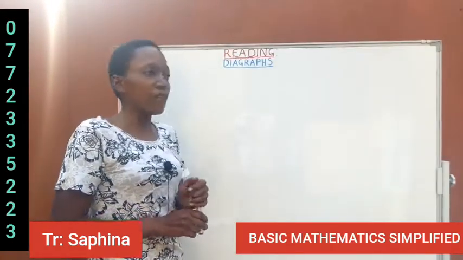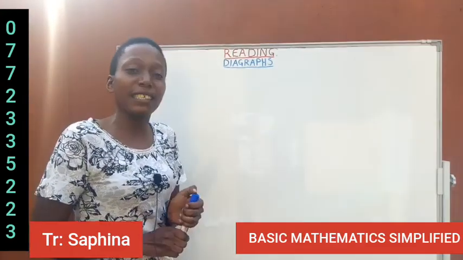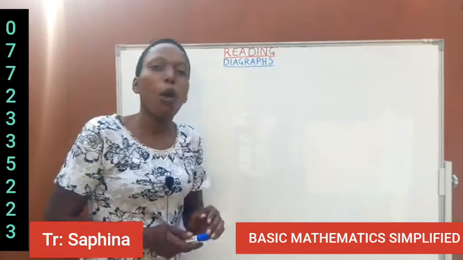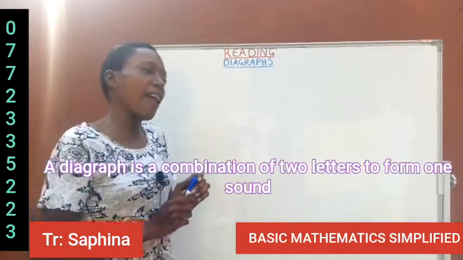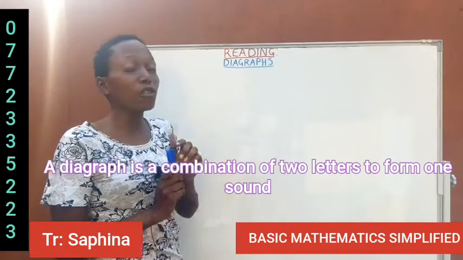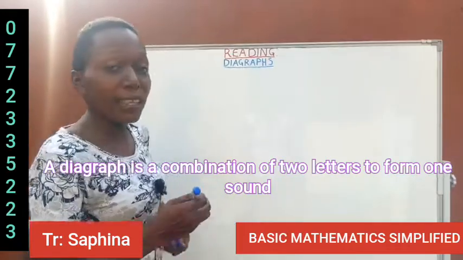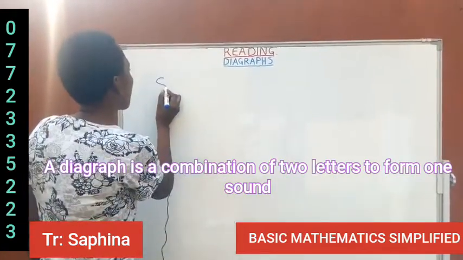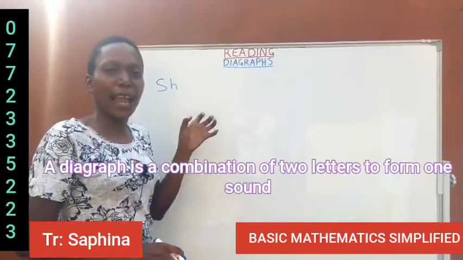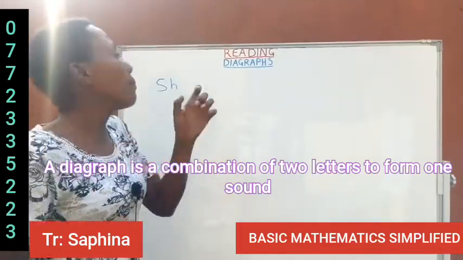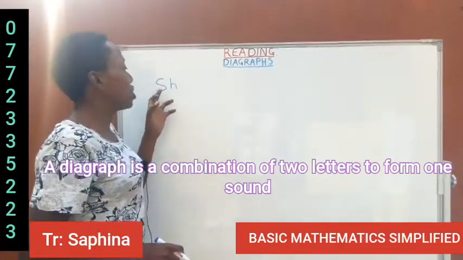What are digraphs? What is a digraph? A digraph is the combination of two letters to form one sound. For example, here we have this digraph. We read it as sh.